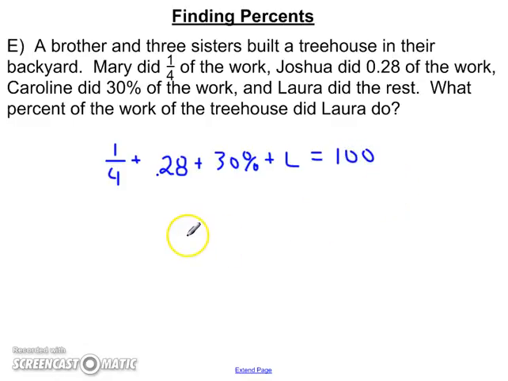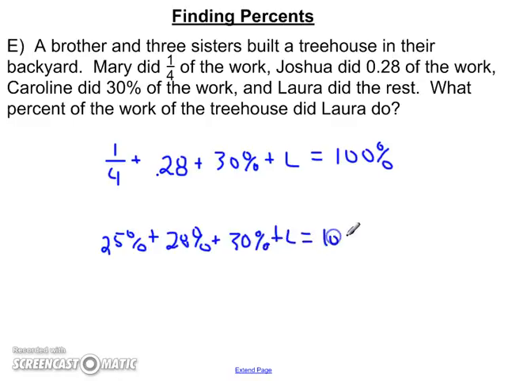Now, since this is in percentage format, although you could do it as a decimal or some other thing, 1/4 I know is 25%, so I'm going to go ahead and use that. 0.28 is 28%. And 30% here for Caroline, not Laura. Plus Laura's. That total is 100%.